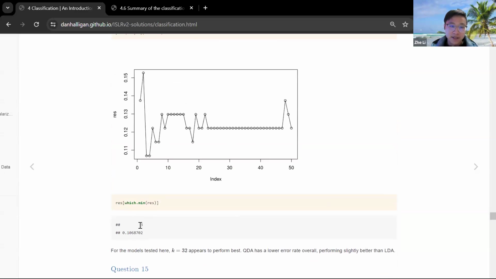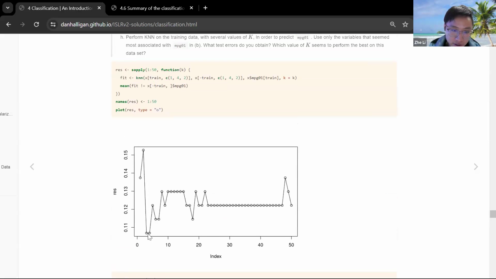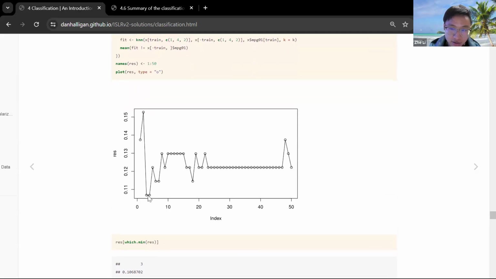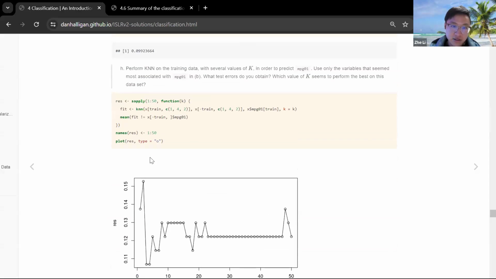But in this case, he chose the K as 32, right? I don't know why it's 32, because in this plot, it seems that the lowest error appears here, but not here. So I don't know why he chose 32 as the best K.